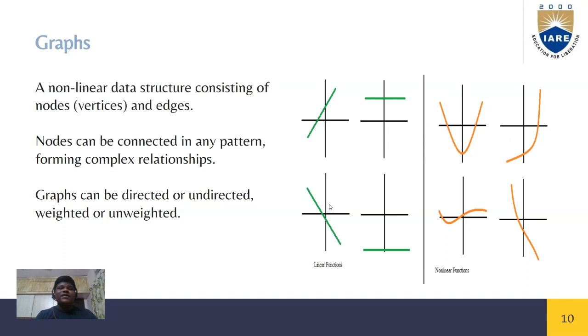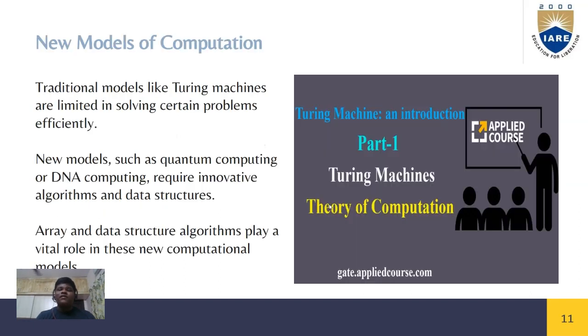Graphs, a nonlinear data structure consisting of nodes, vertices, and edges. Nodes can be connected in any pattern, forming complex relationships. Graphs can be directed or undirected, weighted or unweighted. These are the types of graphs: directed or undirected, weighted or unweighted.